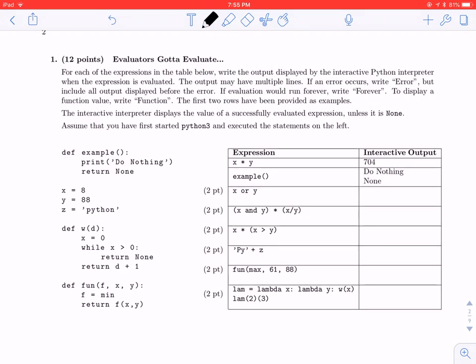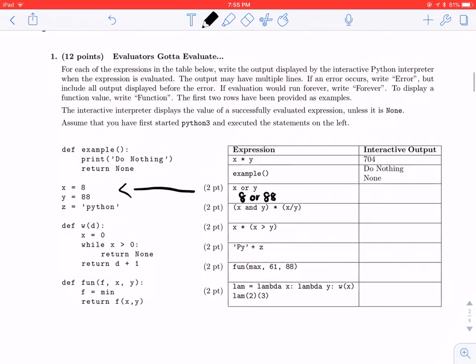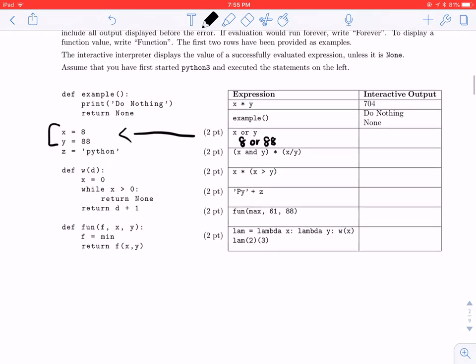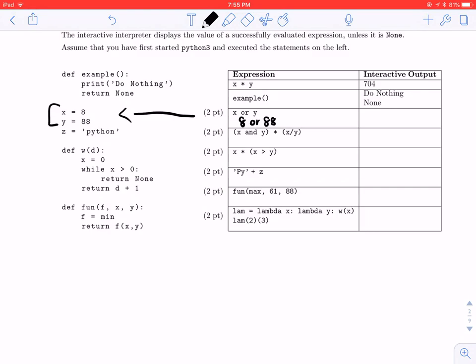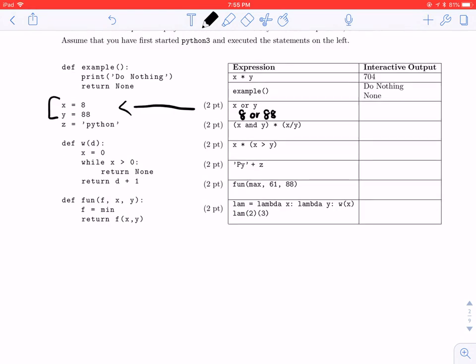First we have x or y, and this is going to be 8 or 88 when you translate it from the left side, because we have these two variables x and y. 8 or 88 is really testing you on whether you know how OR works. OR is always going to look for the first truthy value.